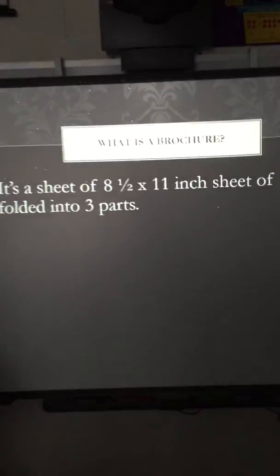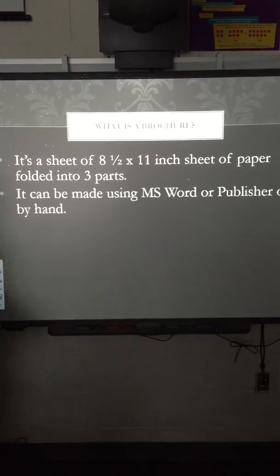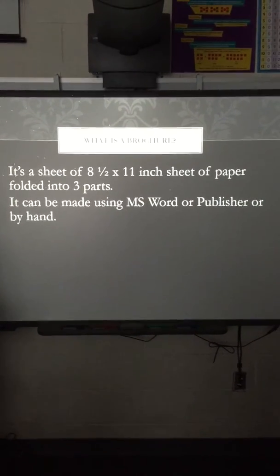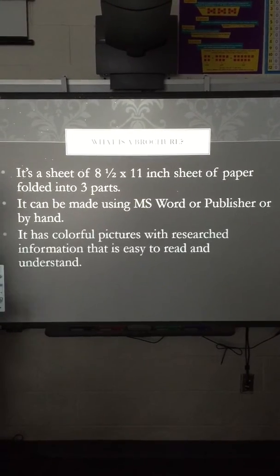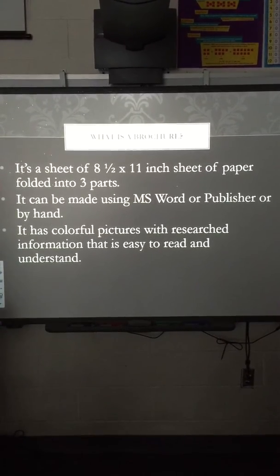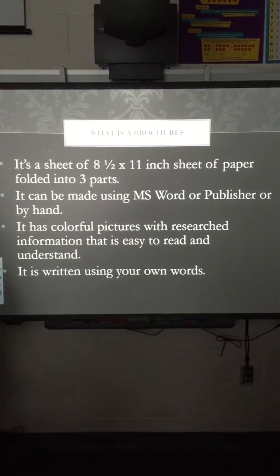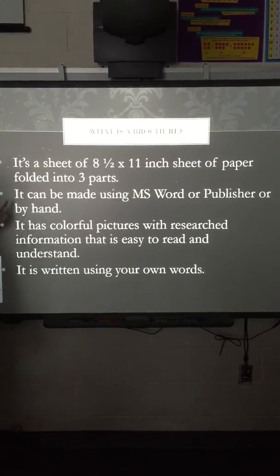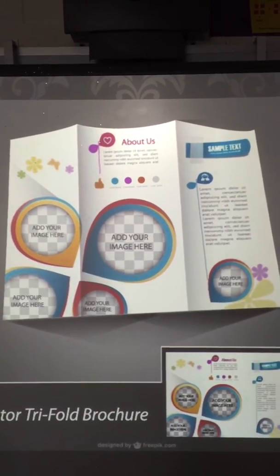So what is a brochure? Let's take a look at that. A brochure is a sheet of 8.5 by 11-inch paper that's folded over into 3 different parts. You can make it using Microsoft Word, Publisher, or even by hand. You can either use the technology or do it the old-fashioned way. It should be colorful with research and information that is easy to read and understand. And it is written using your own words. This is not a Google cut and paste activity. Here's an example of what a brochure is. Yours obviously will be tailored to what you choose to select in on for Afghanistan and earthquakes.